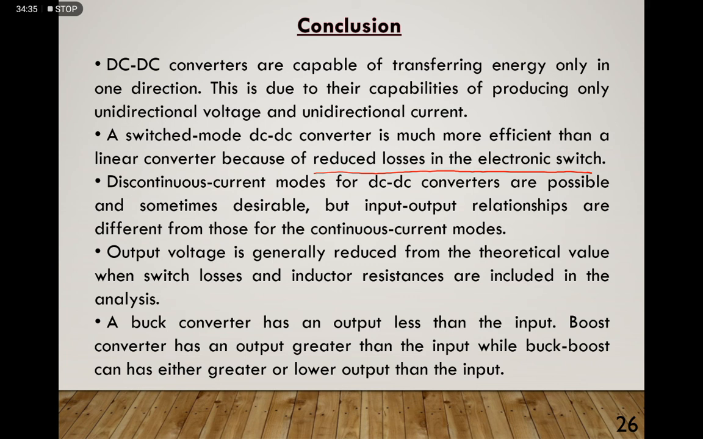Okay, DCM for DC to DC converters is possible and sometimes desirable. It depends on the application. However, the input output relationship is a bit different from the one that we did in CCM. Okay, and then a buck converter has an output less than the input. Boost, the output is higher than the input, and buck-boost has both. It can be either higher or lower.